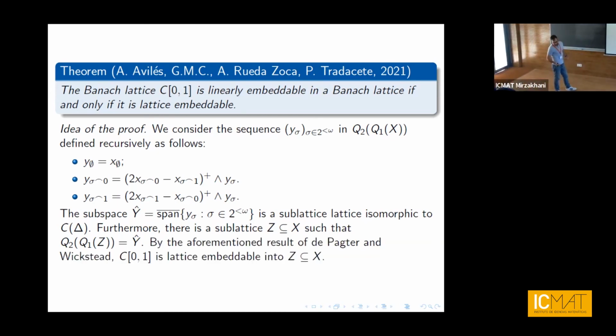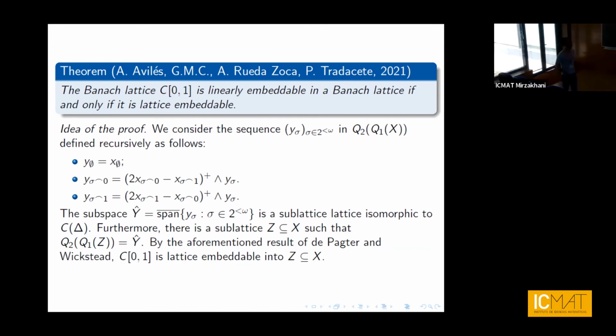As I said before, once we have this, what we are proving is that there is a sublattice of X having a quotient lattice isomorphic to C of the Cantor set. Since C of the unit interval can be embedded into this quotient, it embeds into the sublattice and therefore into X. Okay, so this concludes the proof of the theorem.